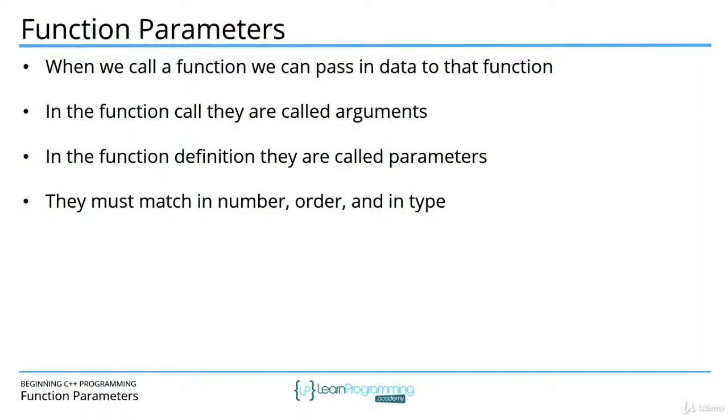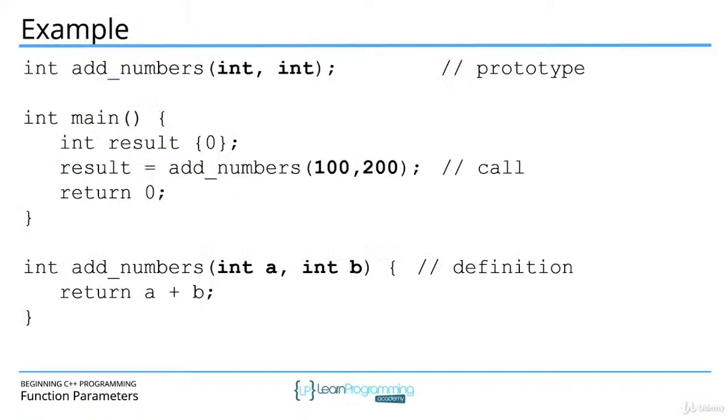Let's see an example. In this example, we have a function prototype that tells the compiler that we'll define a function named addNumbers that expects 2 integers and returns an integer. Then in main, I declare an integer variable named result, and we initialize it to 0. Then we call the addNumbers function and pass in the integer literals 100 and 200. The compiler will type check this function call to be sure it's valid. Since I'm passing in 2 integers and the function prototype says exactly that, the compiler will not produce an error.